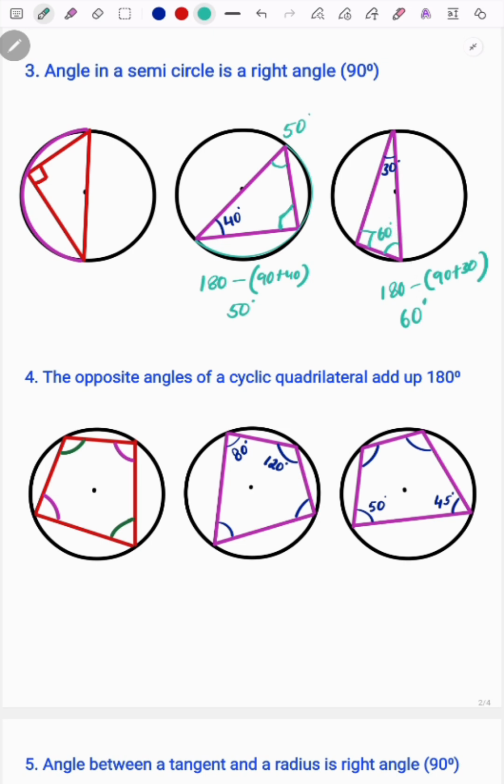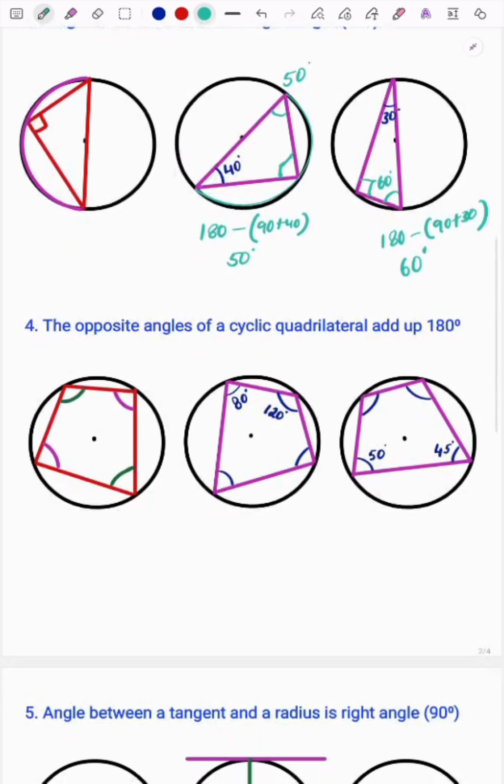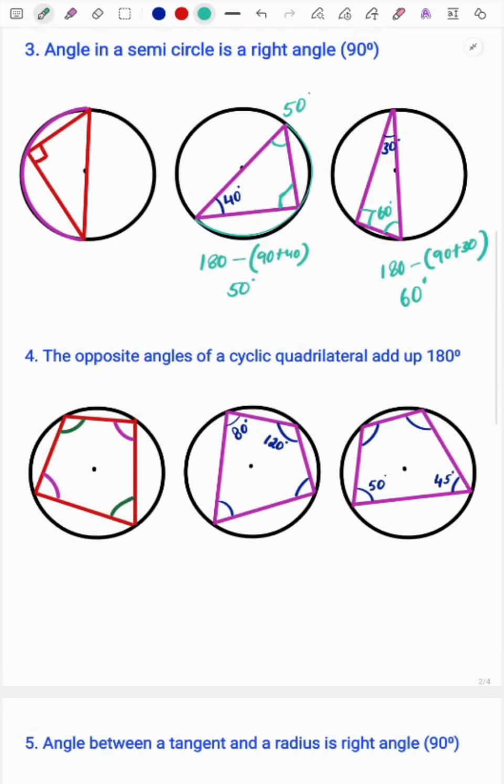Then we'll go to the fourth theorem. The fourth theorem is that the opposite angles of a cyclic quadrilateral add up to 180. Look at the opposite angles. I have marked them with green. These two are opposite ones and these two are opposite ones. Have a look at it. The opposite ones will add up to 180.